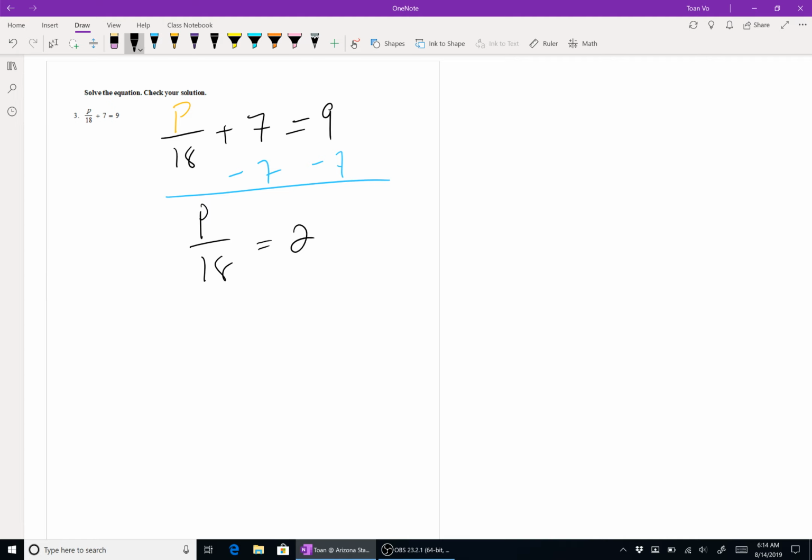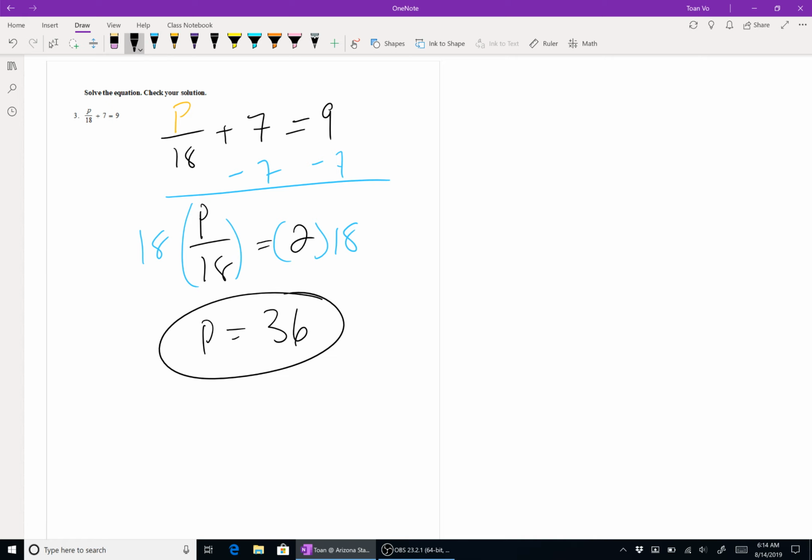And then to get rid of a fraction is the same thing as division. So to get rid of this divided by 18, you go ahead and multiply by 18. So p equals 36.